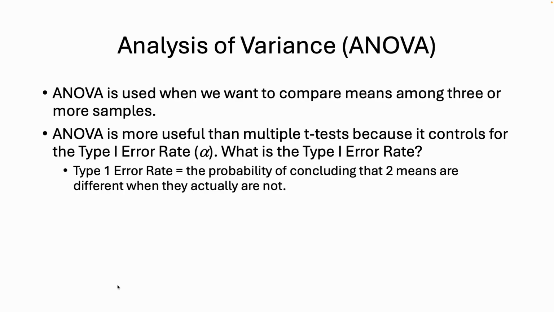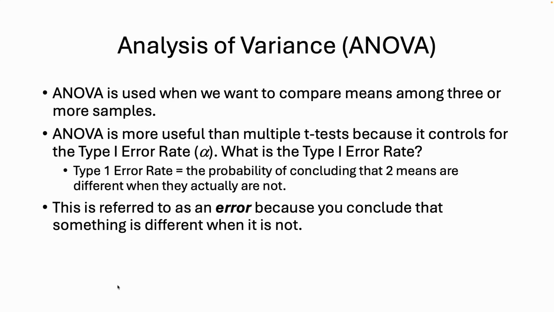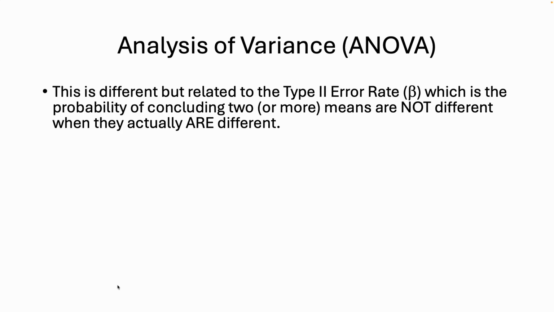So type 1 error rate is the probability of concluding that two means are different when they're actually not, if we're talking about an analysis of variance. So it's saying two things are different when they're not. This is referred to as an error because you conclude that something's different when it's not. This is different but related to type 2 error rate, which is the probability of concluding that two or more means are not different when they actually are different.